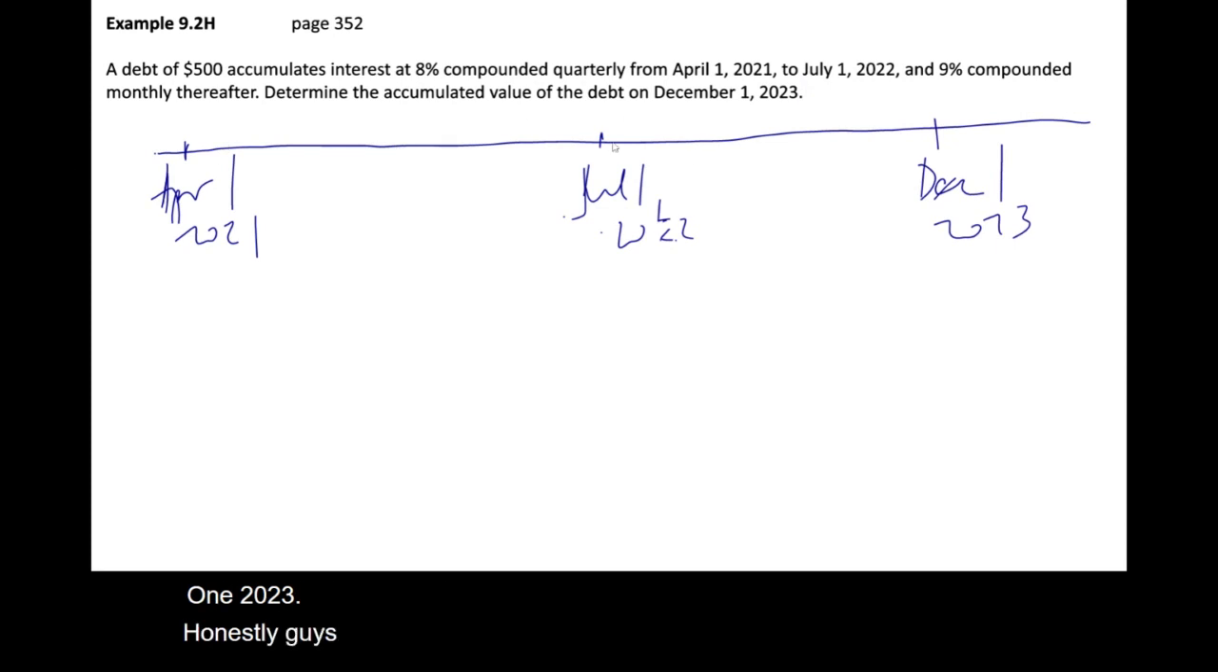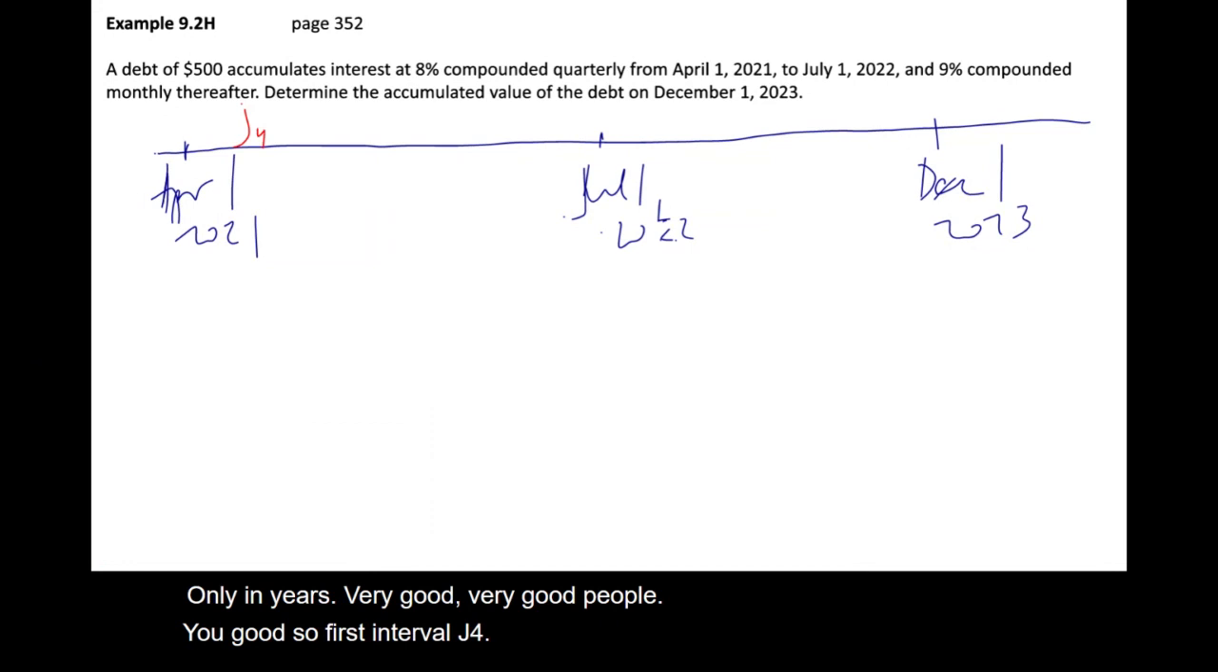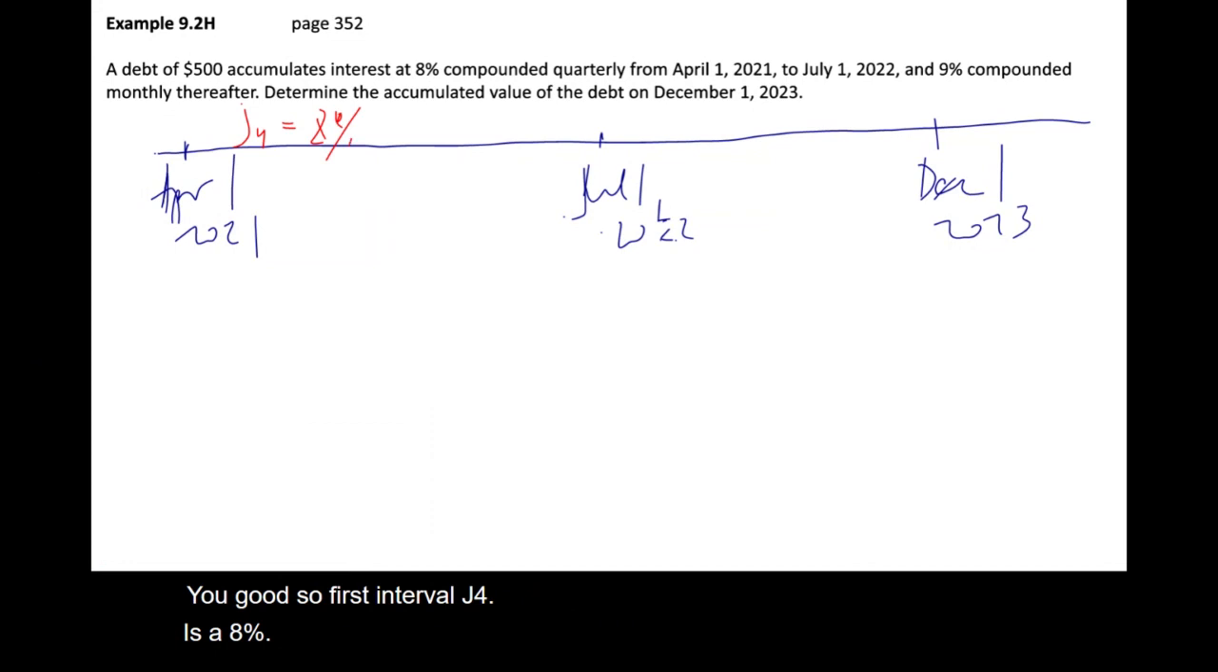Honestly, guys, who calculated number of days in between for these intervals? Anybody? Oh, okay, good. Only years. Very good, people. So first interval, J4, is 8%. That's percent. And then J12, 9%.